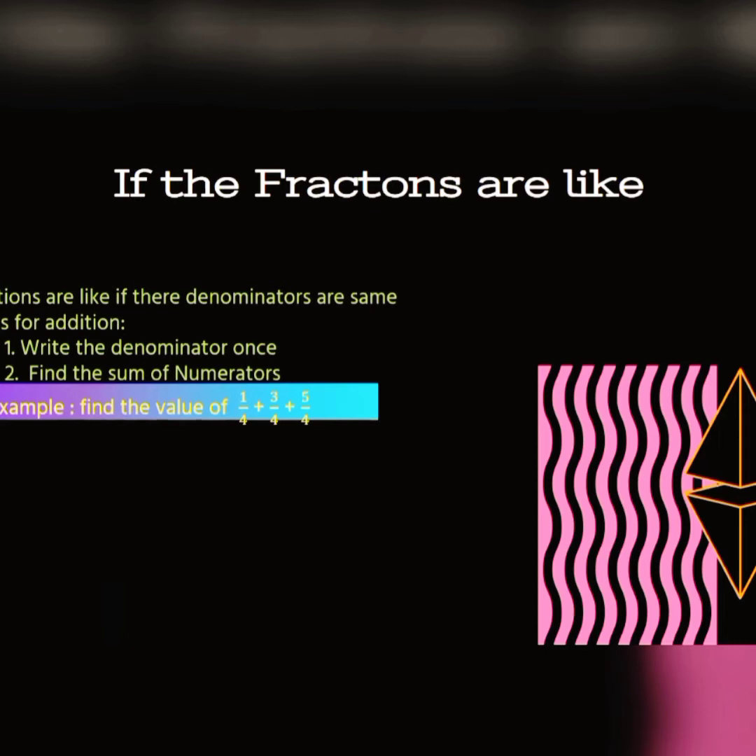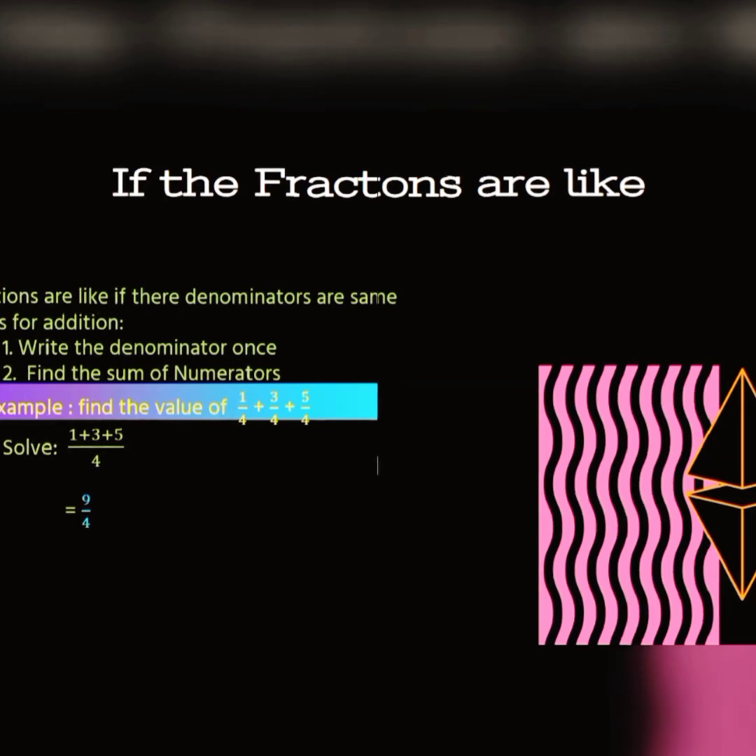Now you can check it. Each and every fraction has the same denominator, that is 4. Now we need to add 1 plus 3 plus 5. The result will be 9 upon 4. So this is the addition of 1 upon 4, 3 upon 4 and 5 upon 4, which are like fractions.